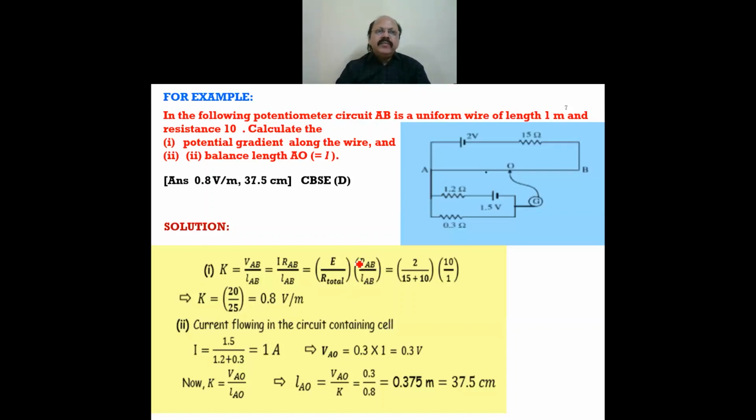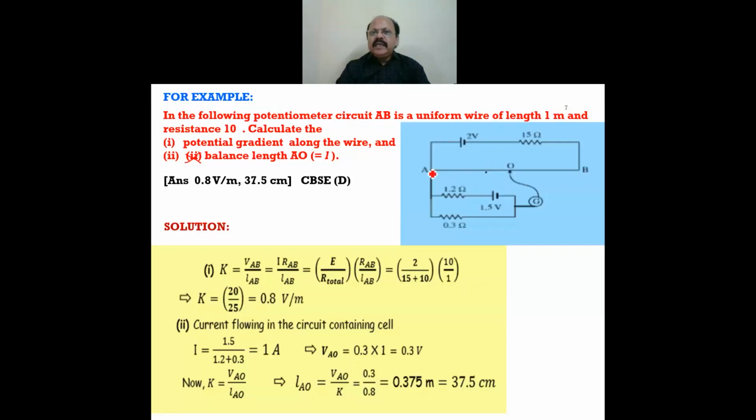You see that in the following potentiometer circuit, AB is the potentiometer wire, of uniform wire of 1 meter and a resistance of 10 ohm, means RAB equal to 10 ohm. Calculate, first, the potential gradient along the wire, and second, the balancing length AO, which is represented by small l.